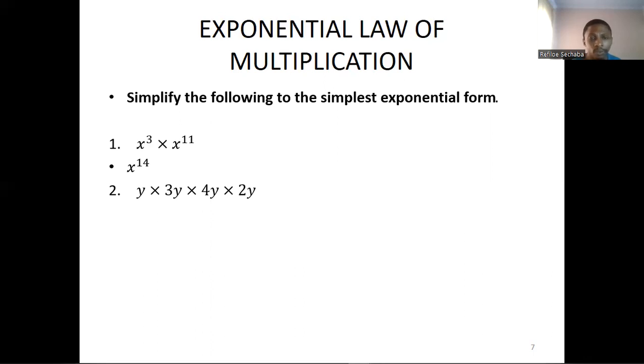What about the y's though? Because you're multiplying the same variable, meaning that you're multiplying the same base, you will simply add the exponents. What is the exponent of the first y? The exponent of the first y will be 1. The exponent of the second y will be 1. The exponent of the third y will be 1. And the exponent of the last y will be 1. So I'm simply going to add all those exponents.